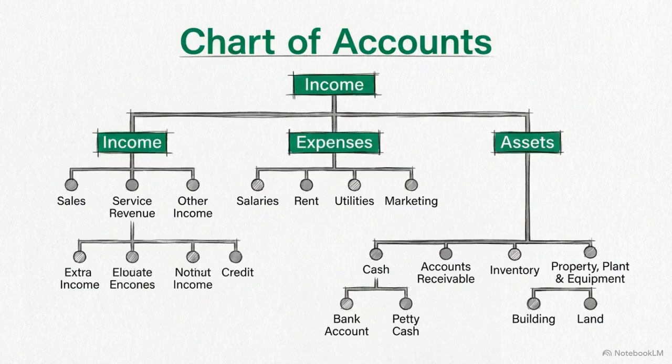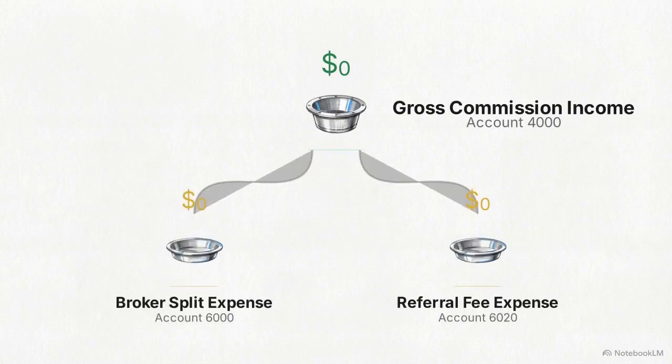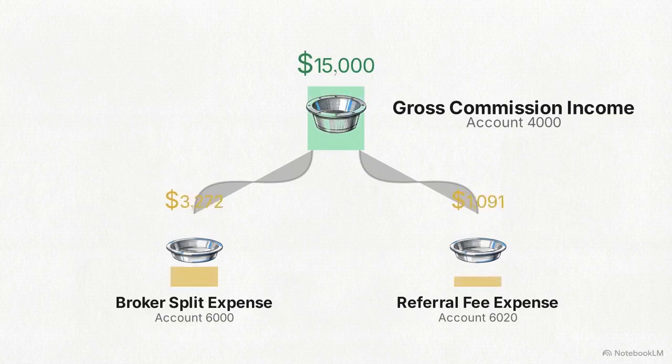We start by building a rigid chart of accounts, a structured list of all the specific financial categories your business uses inside QuickBooks. This diagram illustrates the strict separation required in those accounts. The large bucket represents your gross commission income. As it fills up, it pours the exact owed amounts into smaller, separate buckets, designated strictly for your broker split and referral fee expenses.